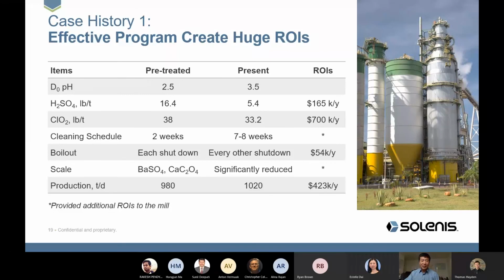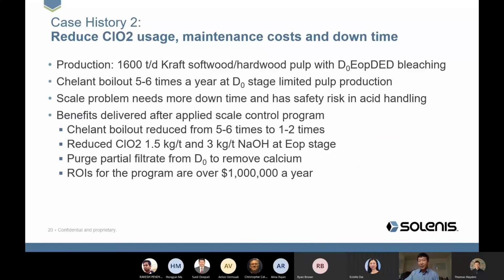The second case is about a 1,600 ton per day kraft softwood and hardwood mill with 5-stage bleaching. They were using kiln boil outs every 2 months, so the scale created downtime and also a safety issue. The mill wanted to apply a scale control program, and we did.